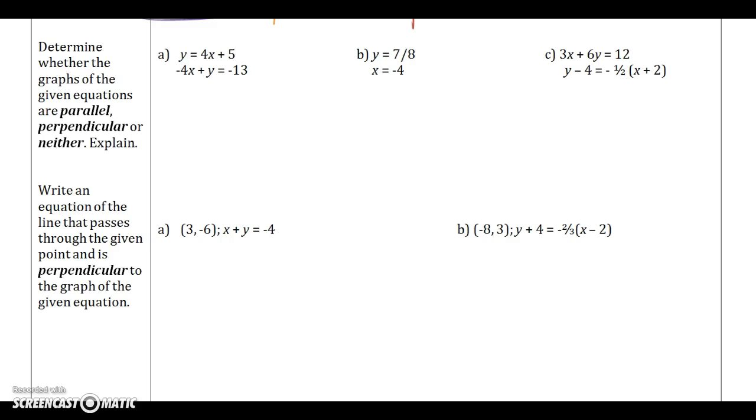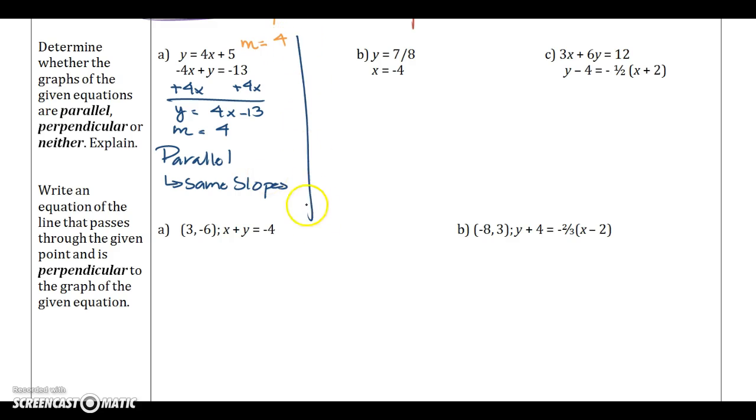Looking at part A, I have y equals 4x plus 5, and then I have negative 4x plus y equals negative 13. For this first line up top, it's nice and user-friendly because I can tell my slope is 4. For the bottom equation, though, you're going to have to do a little bit of work. So let's get y by itself first. I'll add 4x and add 4x, and I have y is equal to 4x minus 13. So the slope of this line is 4. The slope of that line was 4 also. Wow, it's amazing. What does that mean? Well, these lines will be parallel, because they have the same slope.